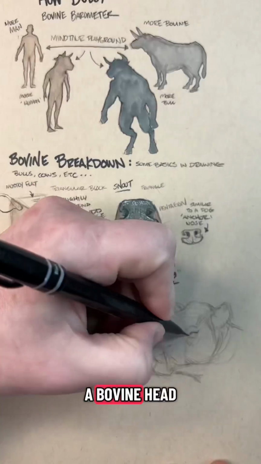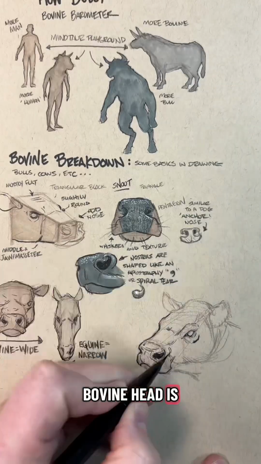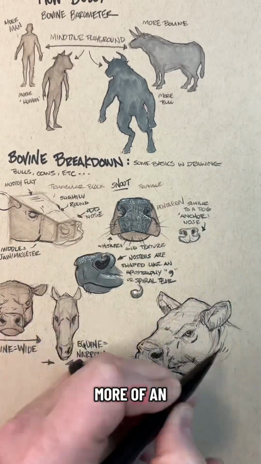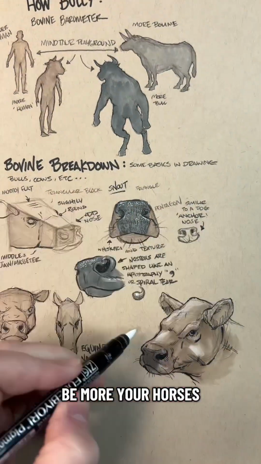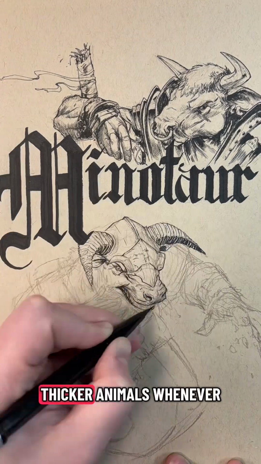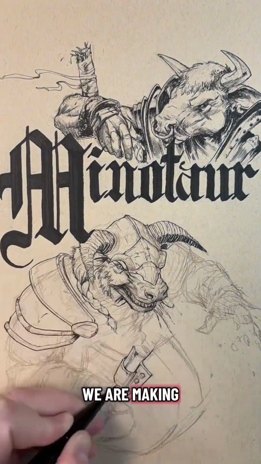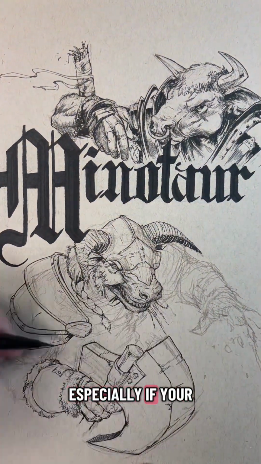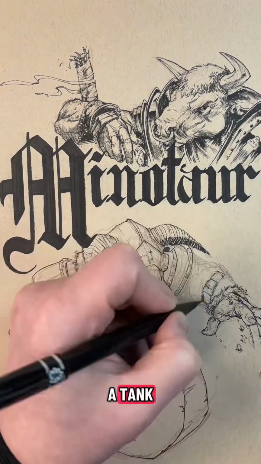And remember that a bovine head is really wide. A bovine head is not very narrow. That would be more of an equine head, so that's going to be more your horses. And we don't really want that. We want these big, wider, thicker animals whenever we are making our Minotaur, especially if your Minotaur is going to be sort of a tank.